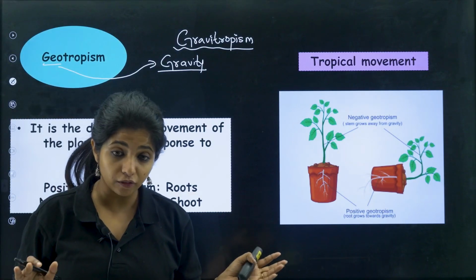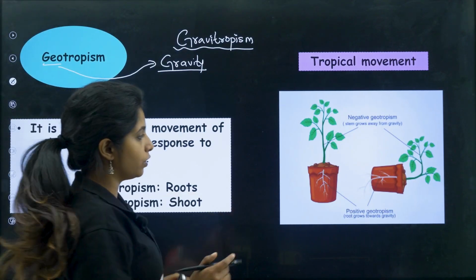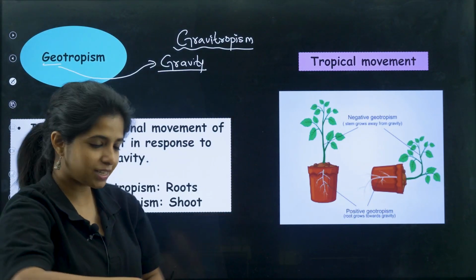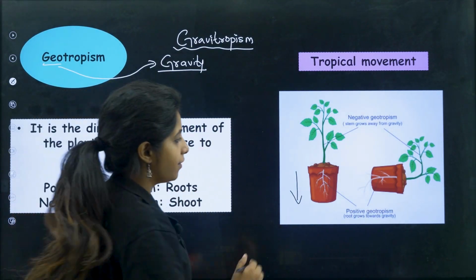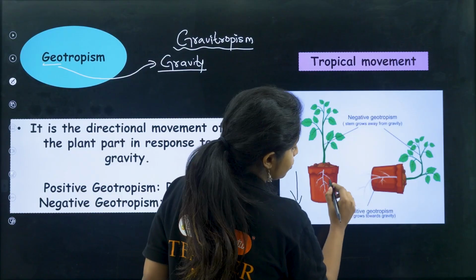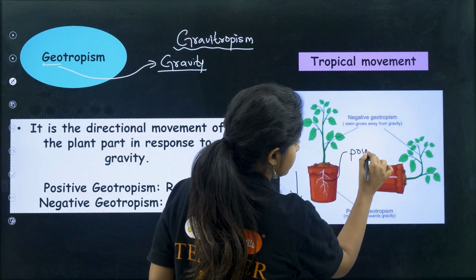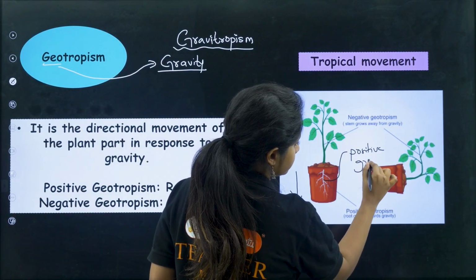Now who will show positive geotropism and negative geotropism? Over here, gravity, you know, it's going downwards, right? So anything that is going downwards along with it will be showing positive. So the roots that you see over here, they are going to show positive gravitropism.